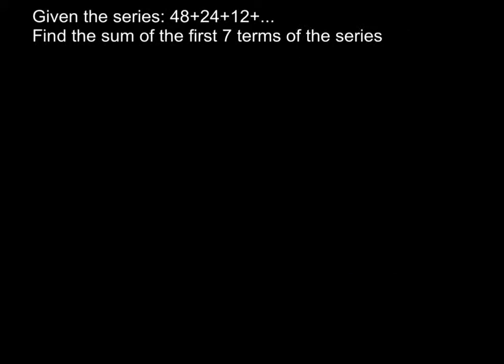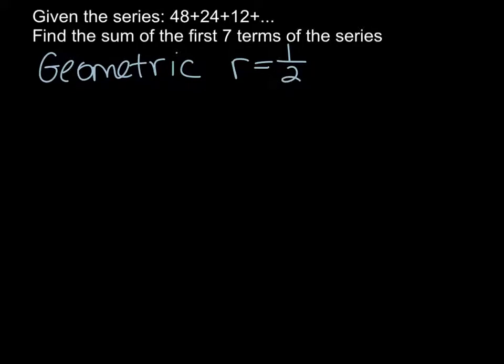Given the series 48 plus 24 plus 12, find the sum of the first 7 terms of the series. Well, we can tell that this is a geometric series because it has a common ratio of 1/2. Each time we're multiplying by 1/2. Well, when we're finding the sum of a geometric series, we use the formula a sub 1 times 1 minus r to the n all over 1 minus r.